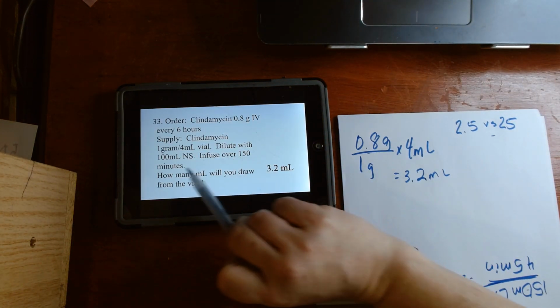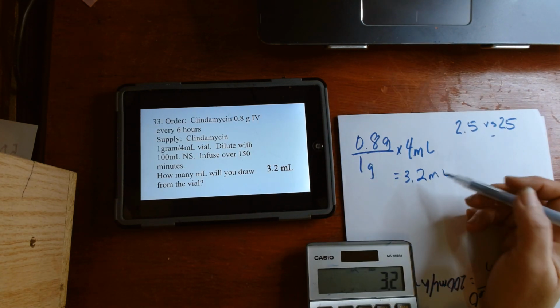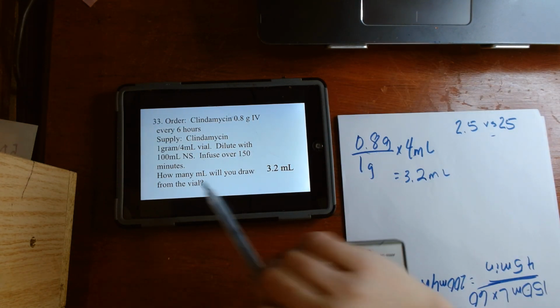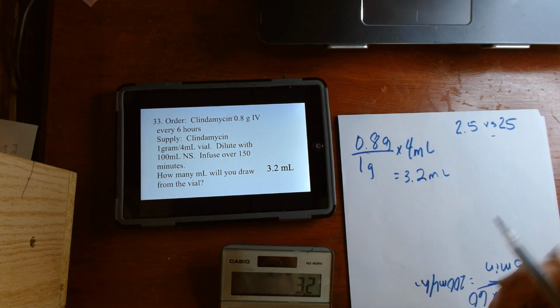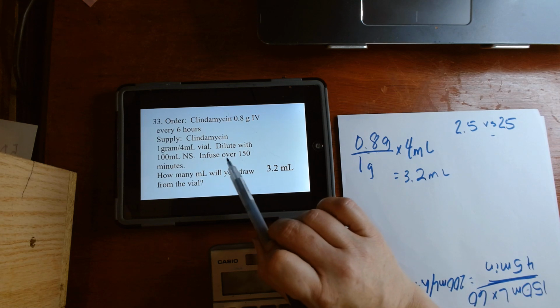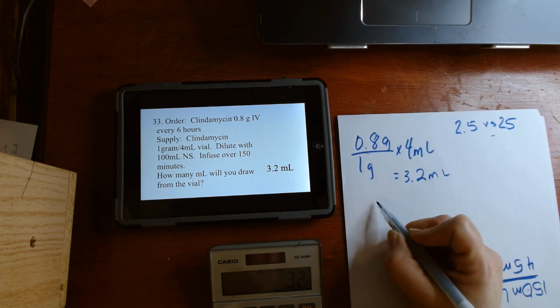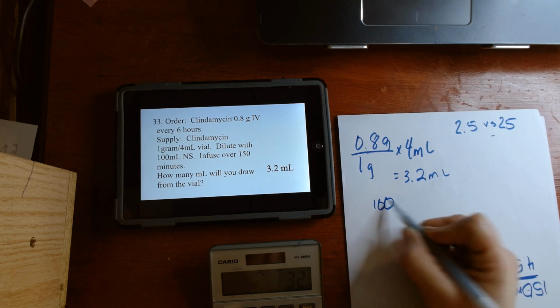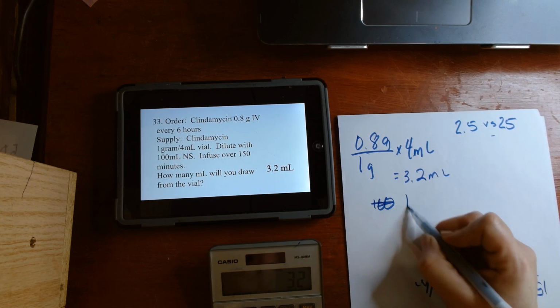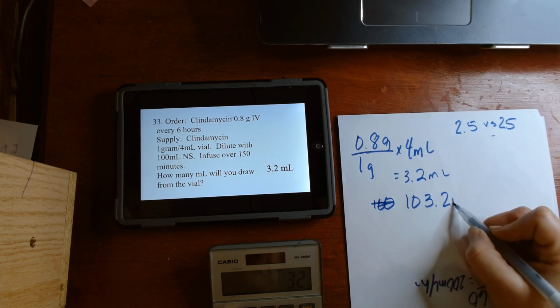And then you got to dilute that, because look, Ethel, you know how she is. She's just fixated. Dilute. I'm just thinking about OB. Dilute with 100 milliliters. So we're going to have 100 milliliters, and 3.2 milliliters.